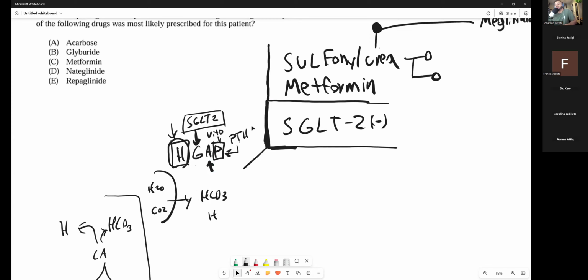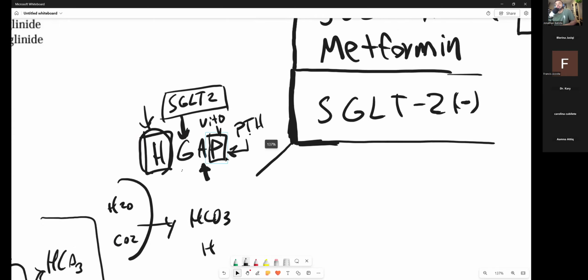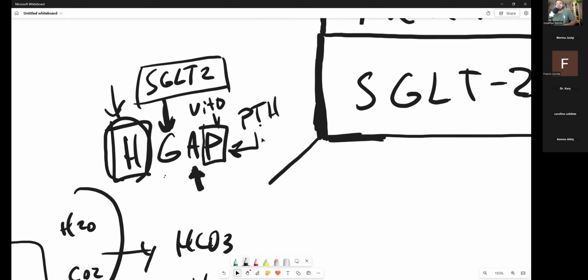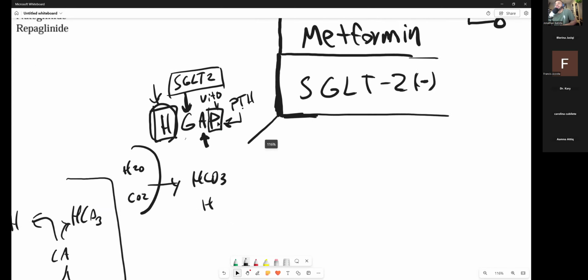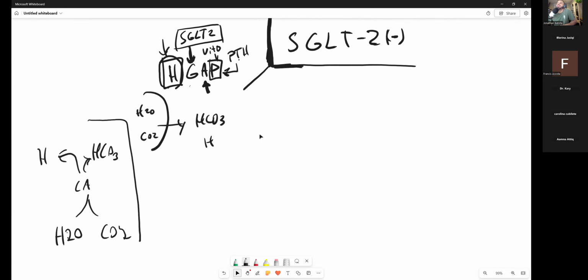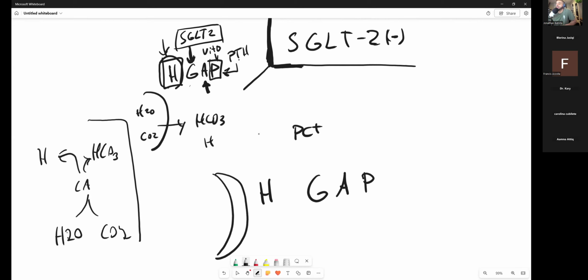What was that? Which one? The P? This is a phosphate channel that's found on the PCT. And PTH, oh, the GAP? Yeah, the GAP stands for, so you have HGAP. It's a concept based on the channels that you'll find on the PCT. So if ever you have damage of the PCT, you can take all of this into consideration.